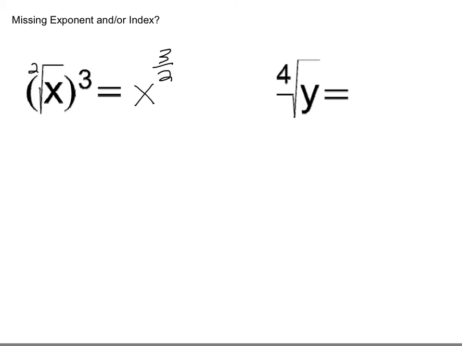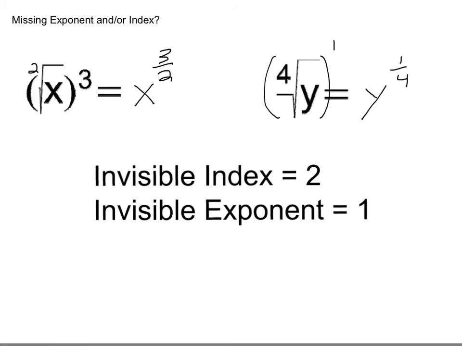Similarly, for the fourth root of y, without an exponent visible, I actually could say that my invisible exponent is 1, so that it's possible to rewrite the fourth root of y as y to the 1/4. This happens a lot. Anytime you don't see the exponent, your numerator will become 1 because an invisible exponent is 1. The 4 was my index, it becomes my denominator. The thing to remember here is that an invisible index equals 2, whereas an invisible exponent equals 1.